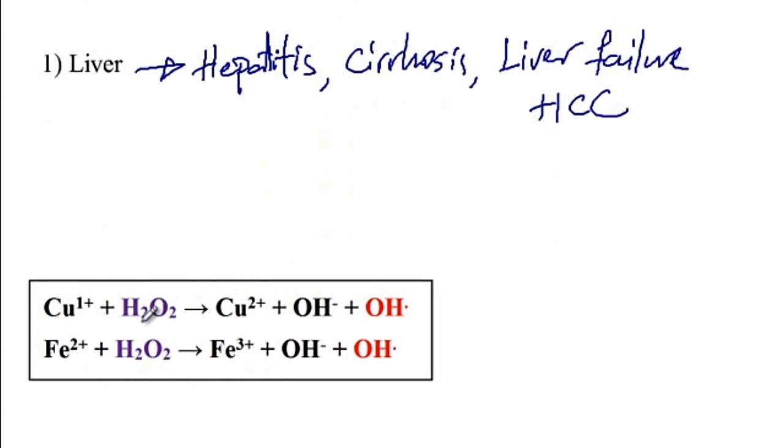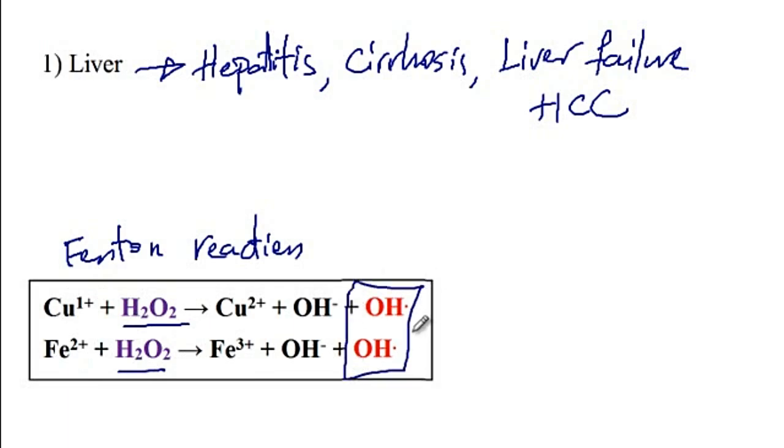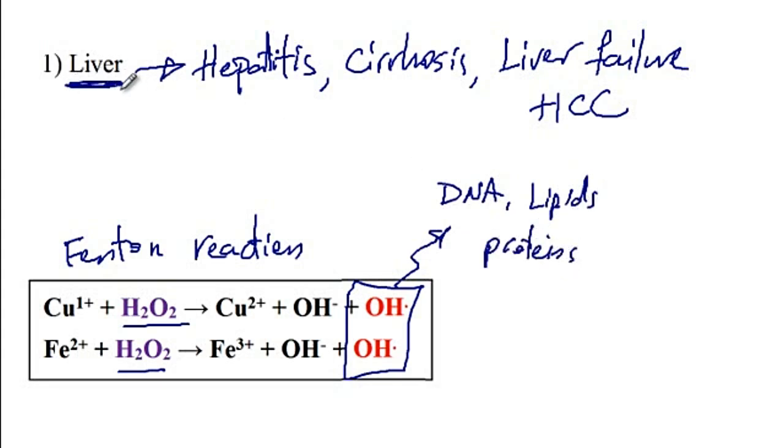Now, the mechanism of toxicity of copper is through the Fenton reaction. So copper and iron are the two Fenton catalysts that can help convert the hydrogen peroxide into the highly toxic hydroxyl radical. So both hydroxyl radical and hydrogen peroxide are reactive oxygen species, but the hydroxyl radical is by far much more reactive than H2O2, and thus this hydroxyl radical will react with the DNA, lipids, and proteins and cause their destruction, as a consequence of which it will cause liver damage.